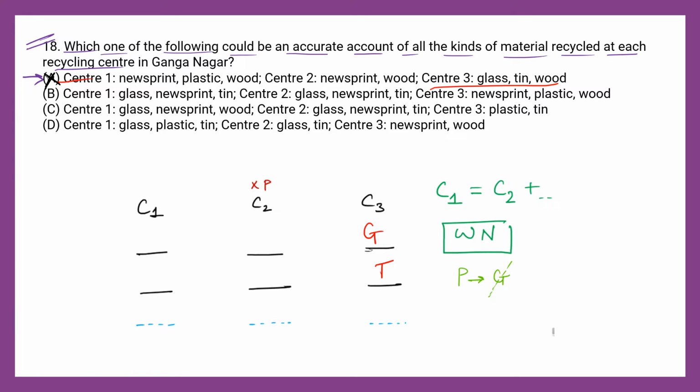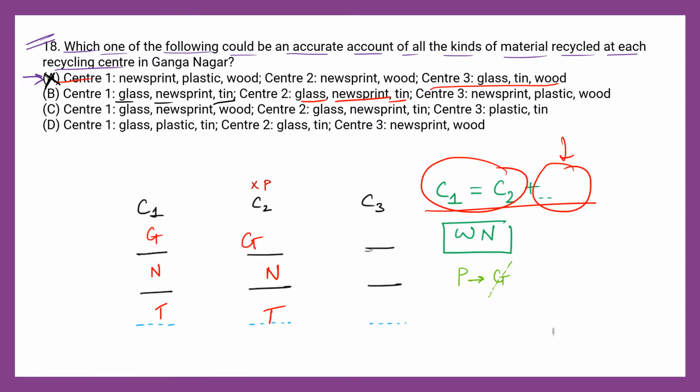So let's go ahead and look at option B, okay? We take option B. It says center 1 is G, N, and T. Let's just write that down. So we have G, N, and T. Center 2 has G, N, and T. Remember, I told you that it's not necessary that you need to have something extra here, right? You can even have a case when C1 and C2 are equal, and that's completely okay, right?